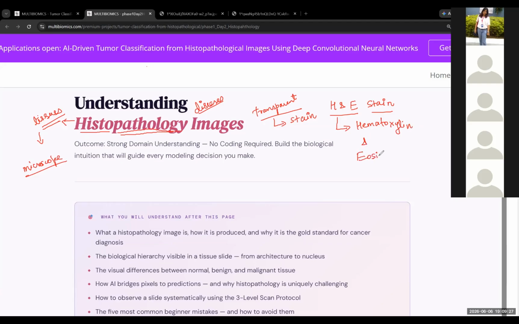So we are using two stains. Can anyone tell me, when we use more than one stain, what is this process known as? This is a wet lab question. Wet lab biologists, you must tell me. The differential staining? Correct. This is differential staining.